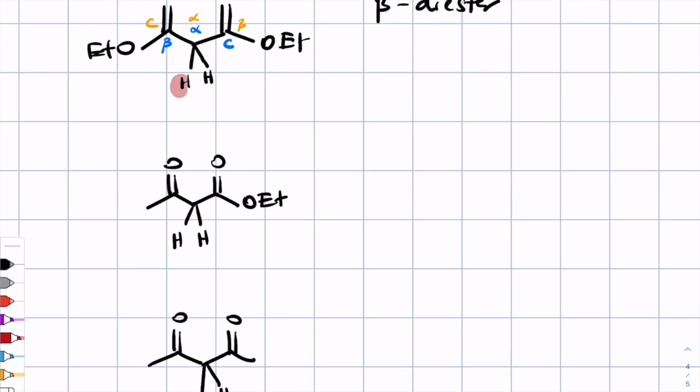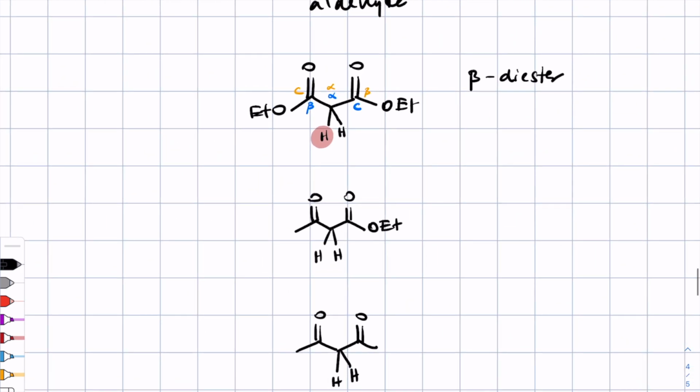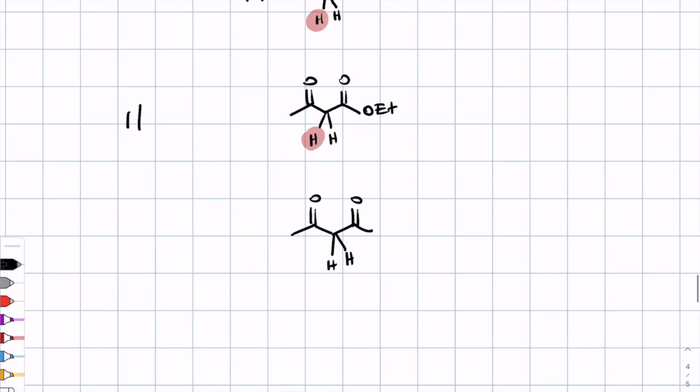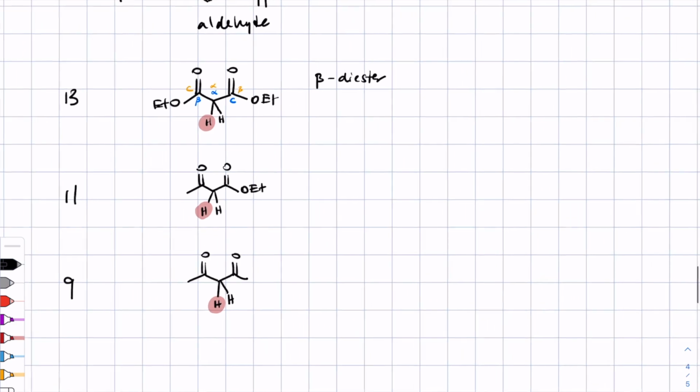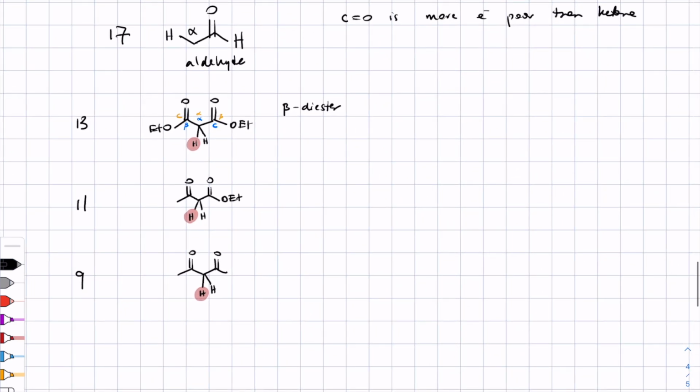The pKa of this proton on the beta diester is 13. That's more acidic than water. The proton on the beta ketoester has a pKa of 11, and on the beta diketone, it's ridiculously low, around 9.